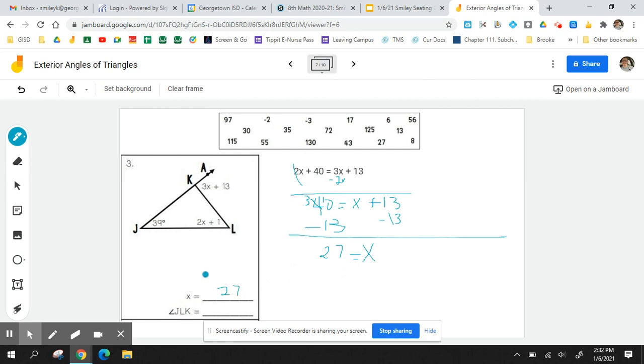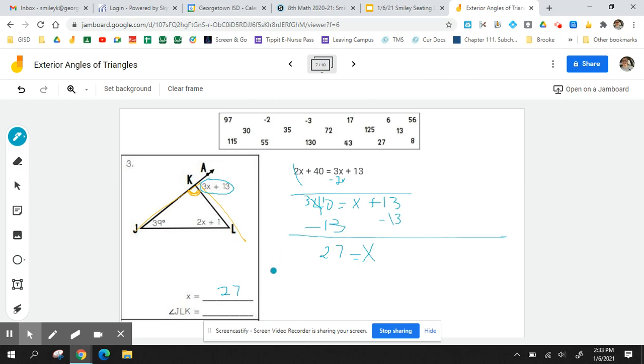Okay, now look over here. It wants JKL. Ooh. All right, so this one's a little tricky. It actually wants this one that we don't have anything in. JKL is this angle. To solve for this angle there's an extra step. They're being a little bit tricky here, so what they want you to do is actually solve for this one.